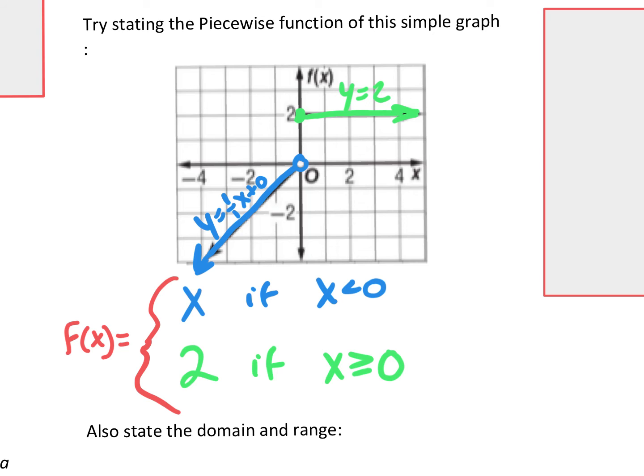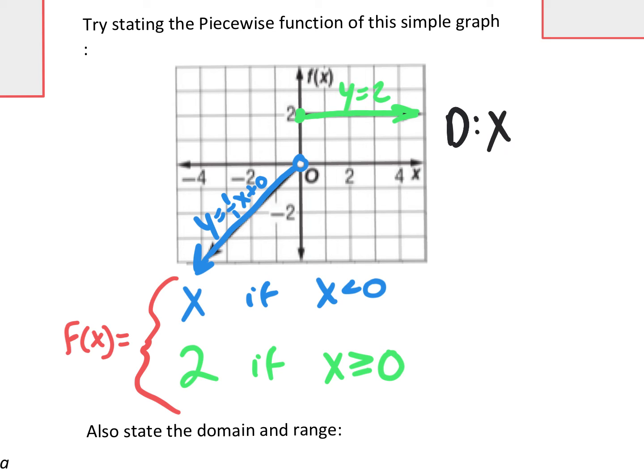Now, the domain and the range are a little bit more interesting on this one. The domain is pretty easy. What's the domain? The domain is x equals all real numbers. Why? Because it does go to the left forever. The blue one goes to the left and down, so it goes to the left forever. It goes to the right forever because the green one goes to the right forever. So in terms of your x values, it does go to the left and to the right forever. That's why we say x equals all real numbers.